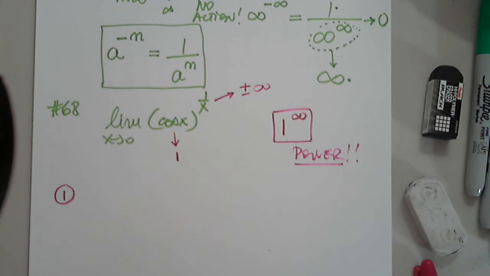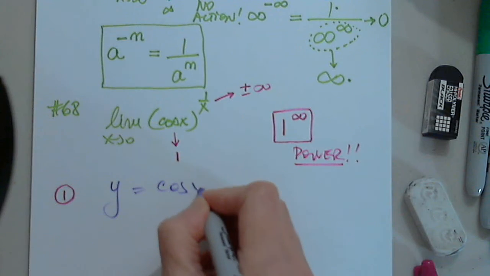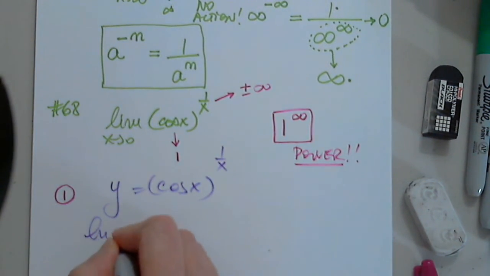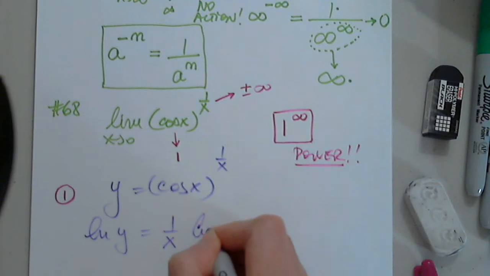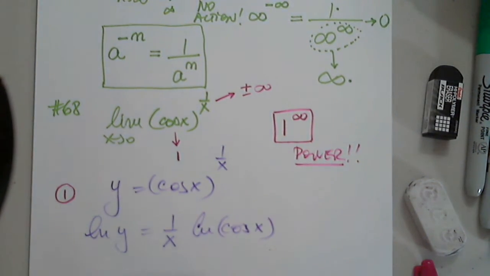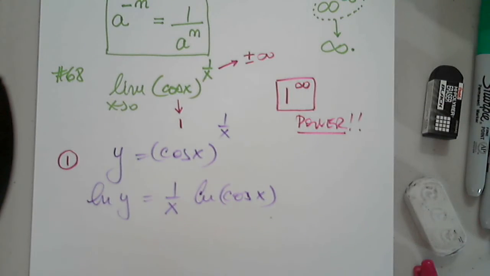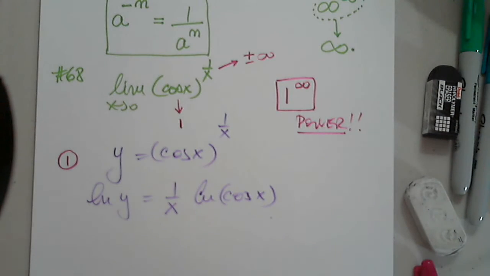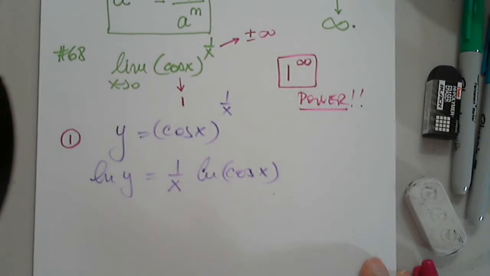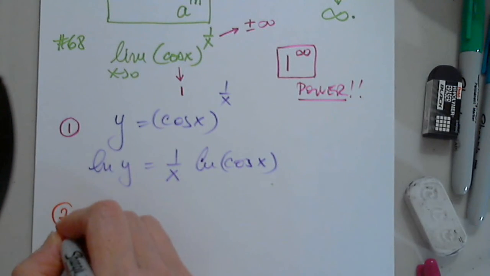What did we do last time? What was the first step we did last time with a problem like this? Anyone? Thank you very much. Y equals cosine x raised to 1 over x. Apply natural log and write 1 over x natural log cosine x. Awesome. Great job. Who said that? Gia. Okay. Thanks. Okay. Number 2.